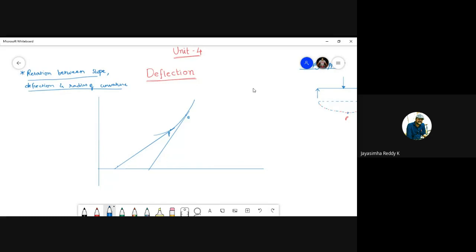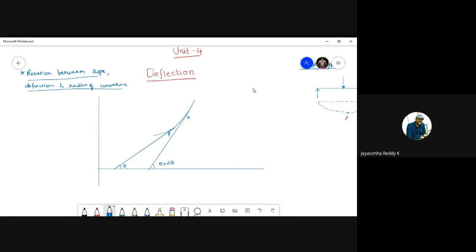I have drawn the tangents at P and Q, and I am assuming that this tangent will make theta angle at the base, and this tangent will make an angle of theta plus d theta. See here, this angle is more. Theta plus d theta is obviously more than theta, that you can see by observation. As Q is above here, this angle will be more. I am just considering that more as d theta. This tangent is making theta, and this tangent is making theta plus d theta.